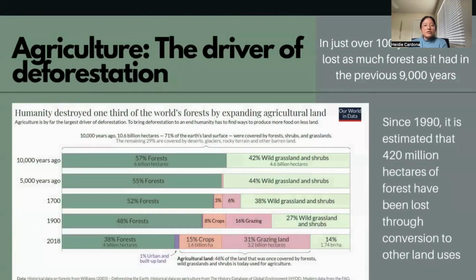So what is the driver of deforestation? That will be agriculture. In just over 100 years, the world lost as much forest as it had in the previous 9,000 years. Since 1990, it is estimated that 420 million hectares of forest have been lost through conversion to other land uses. As we can see on the graph, compared to 10,000 years ago, in 2018 about 47% of the world's forests have been cut down and used for agriculture and urbanization.